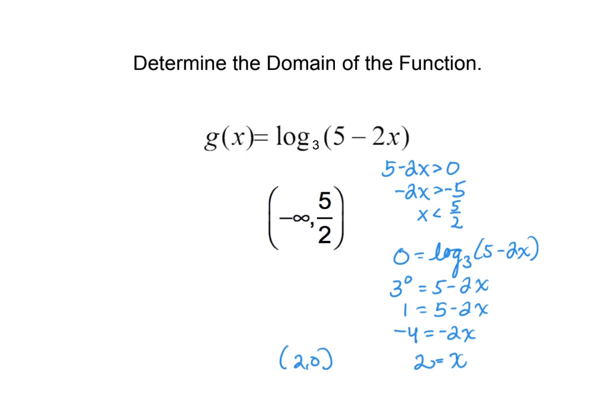To find my x-intercept, I set my function equal to 0. I solved for my log. I rewrote my log in exponential form. 3 to the 0 is equal to 5 minus 2x. Solve for x. I find x is 2. My x-intercept is 2, 0.